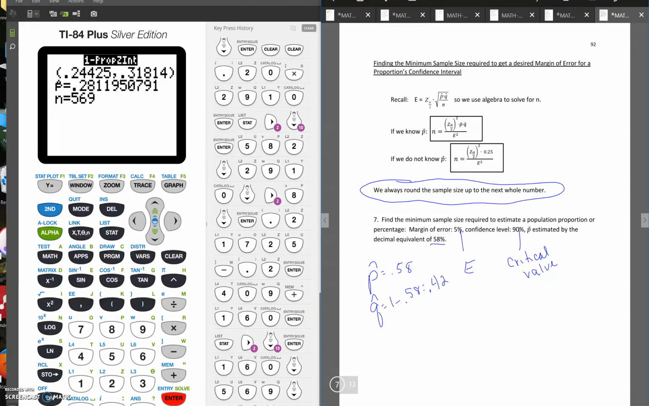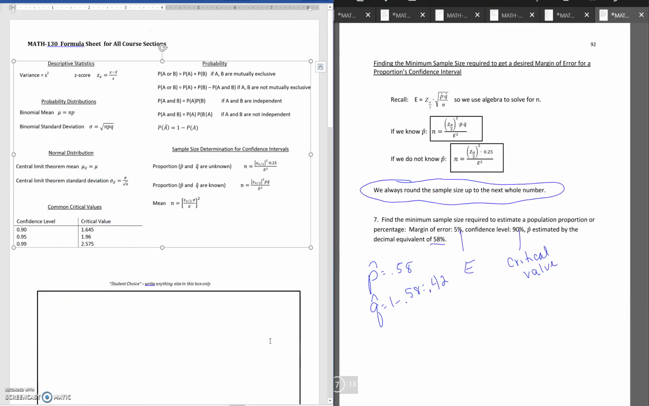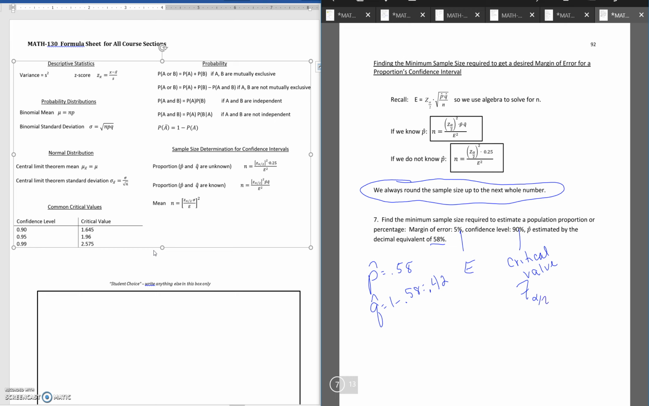And since it says 90%, if we look at our formula sheet, the critical value we're going to use, so Z alpha over 2, for that whole number, we're going to put in the number we get from over here, 1.645. So we're going to use this formula here. So N, we have that Z alpha over 2 squared, so 1.645, we're going to square that, times 0.58 times 0.42 all over the error. We wanted 5%, so we'll put 0.05, and that's also squared.